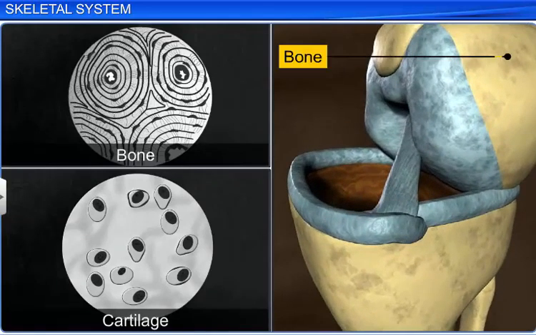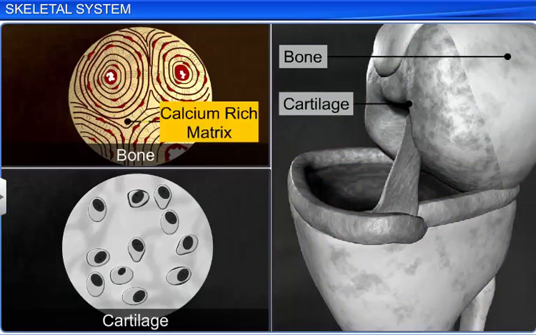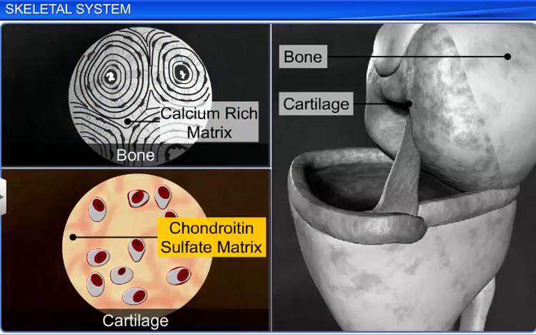Both bone and cartilage are specialized connective tissues. However, bone has a hard, non-pliable matrix due to the presence of rich calcium salts, while cartilage has a pliable matrix due to chondroitin salts.